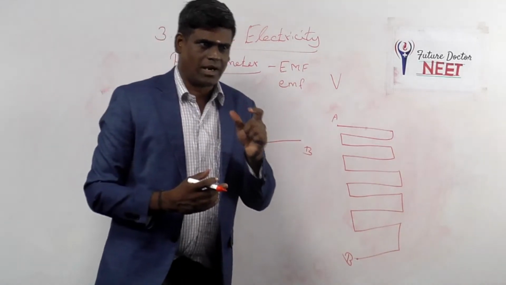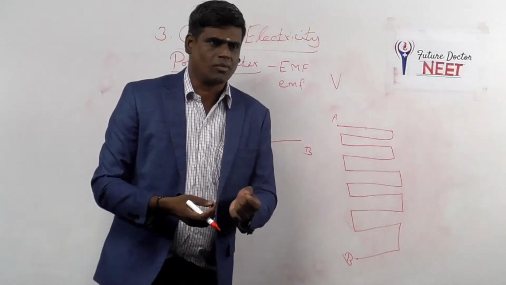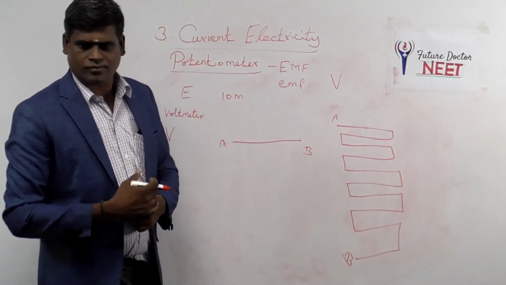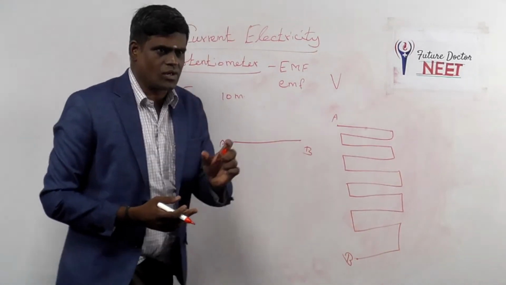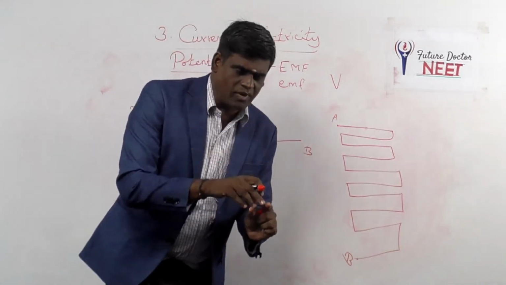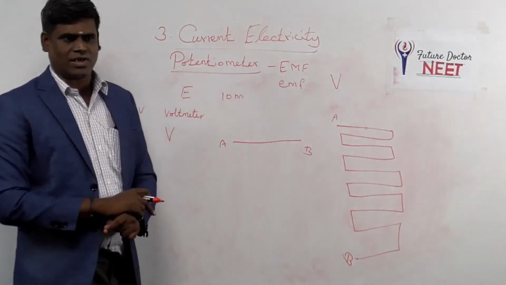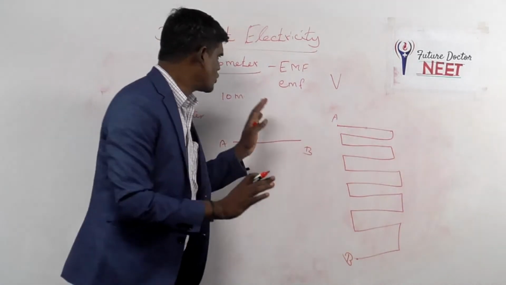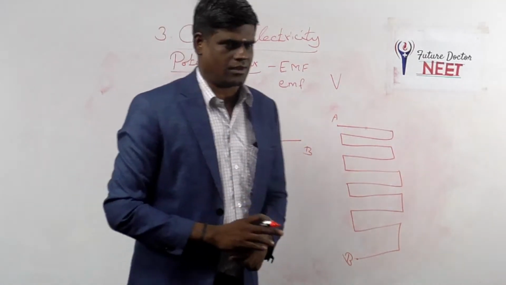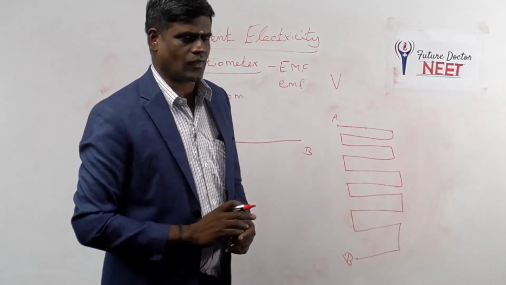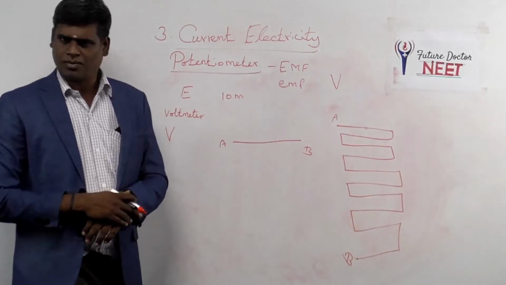Value of the battery, the normal torch cell or remote cell. For example, if it is 2 volts, we can measure it using a voltmeter. But if you measure with a voltmeter, that is not EMF, that is the potential difference value only. Potentiometer is the device used to measure the EMF of a cell or a battery. We can measure the EMF of a battery only using a potentiometer.